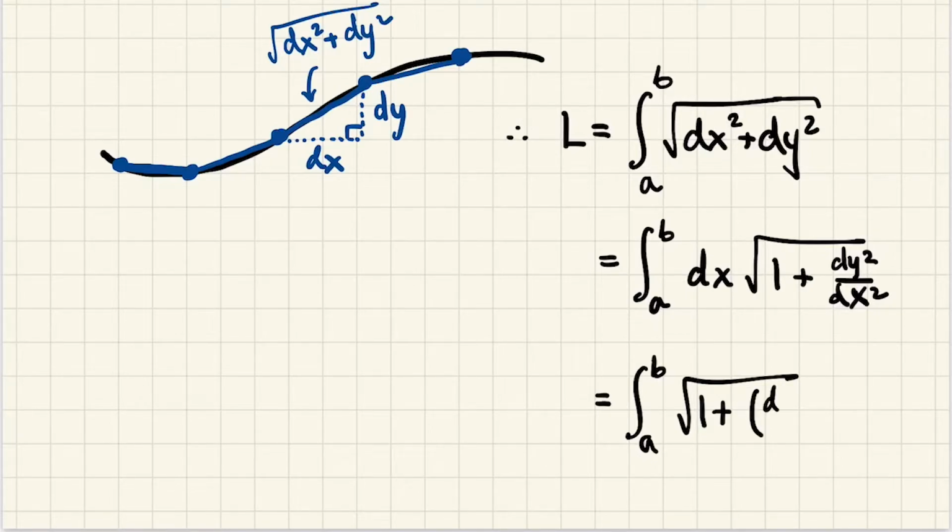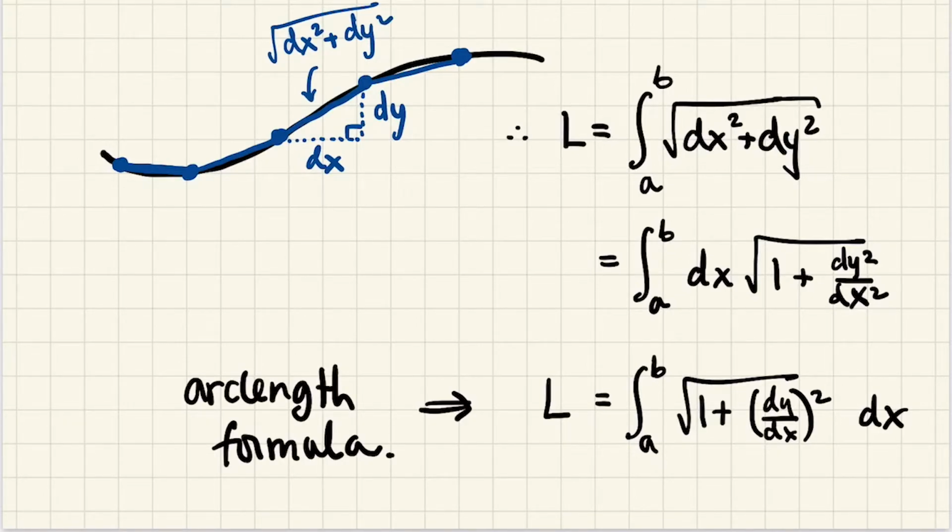Why don't we just consider that the square of dy dx? dy dx being just the derivative of our function y. And then here's our dx factor, which is just moved over to the far right now where we like it. This is, in fact, the arc length formula.